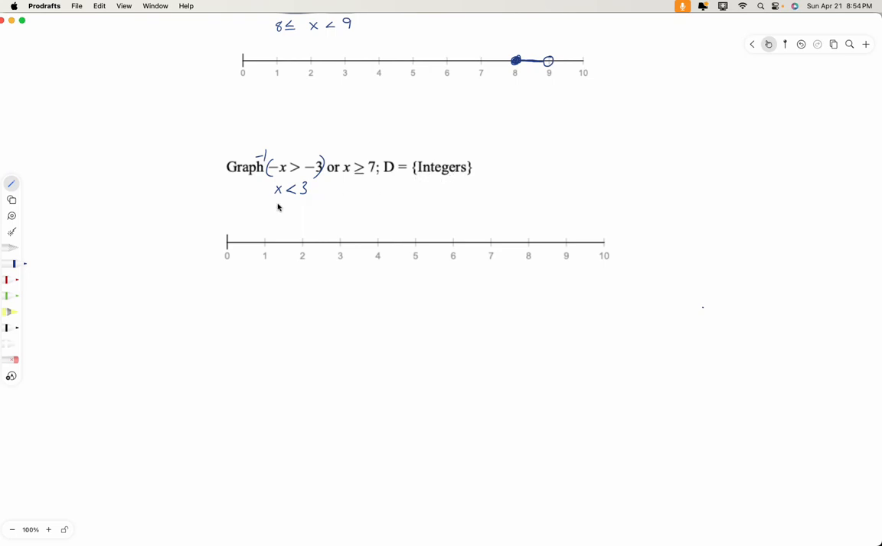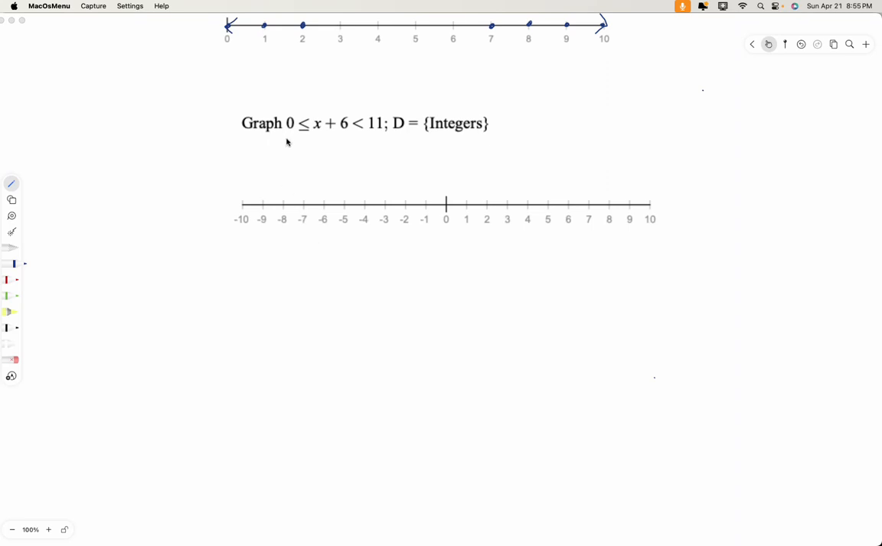So now we look at the domain of integers. X is less than 3 in integers means we're going to graph all the integers that are less than 3. So 2 is less than 3, 1 is less than 3, 0 is less than 3, and on and on. And x is greater than or equal to 7. So it could be equal to 7, but it's also greater than 7. So all the integers on and on and on that are 7 or more. And that's how you would graph that one. So let's look at the next one.